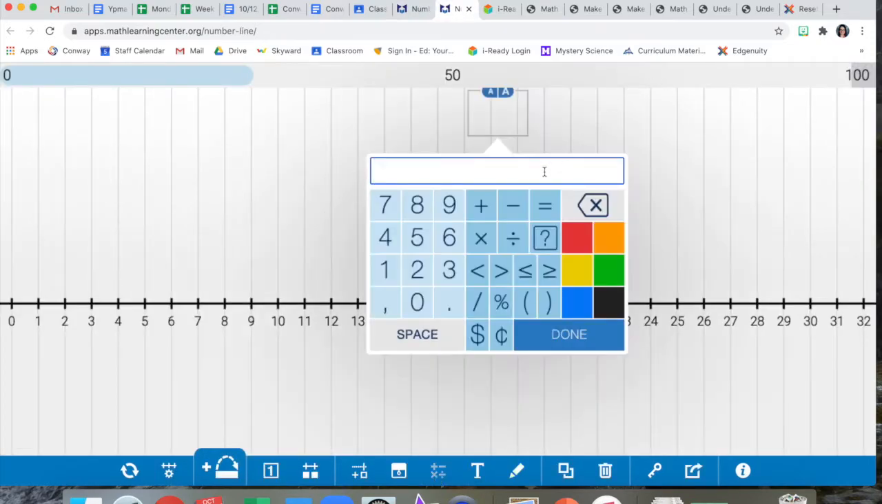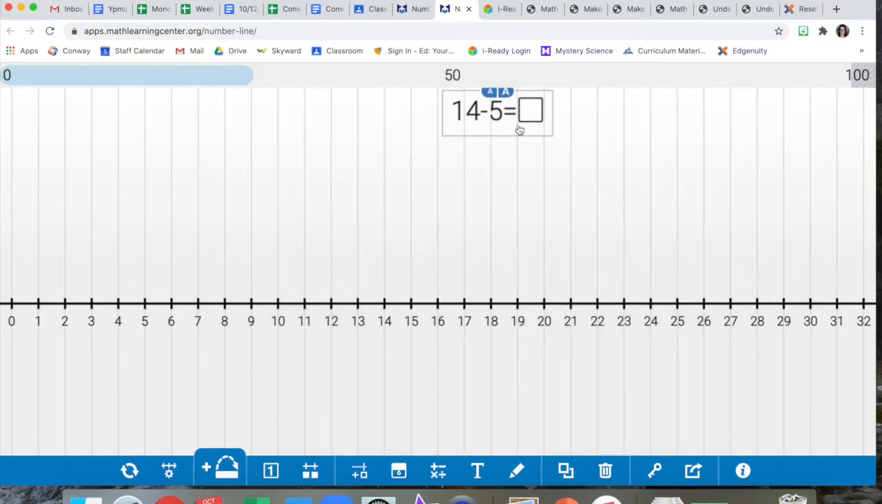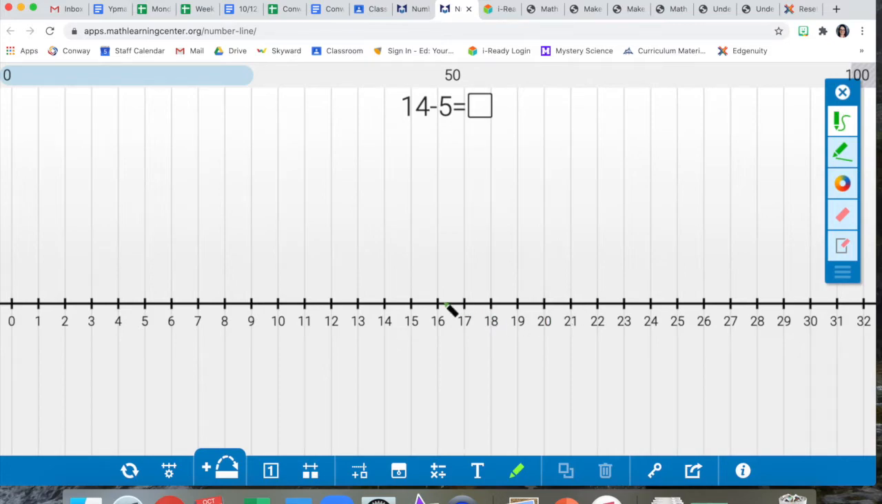Okay, let's get a little more complicated now. Let's do 14 minus 5 equals something. Just like before, we're going to start by finding the 14 on the line. Now we need to take away 5. You could do this in a couple different ways. You could count back 5. 1, 2, 3, 4, 5 hops.